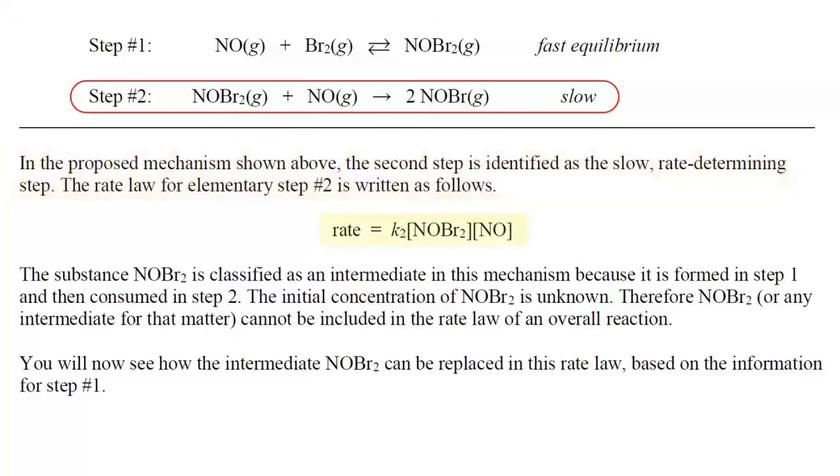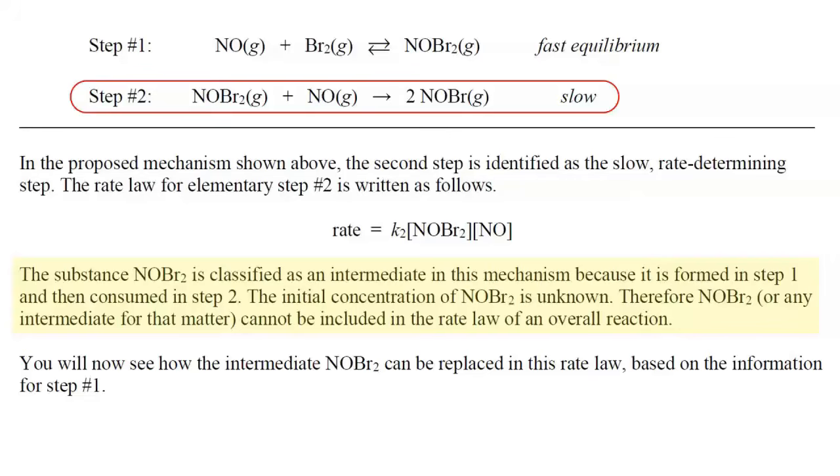So now that we have a rate law, we have a problem. And the problem is that the substance NOBr2 is classified as an intermediate in this mechanism because it is formed in step 1 and then consumed in step 2. Now, in a rate law, you have to know the initial concentration of all of the chemicals that are featured in the rate law. And so because the initial concentration of NOBr2 is unknown, NOBr2 or any intermediate for that matter cannot be included in the rate law of an overall reaction. So we have a problem. We have to find a way to get rid of the NOBr2 in this rate law.